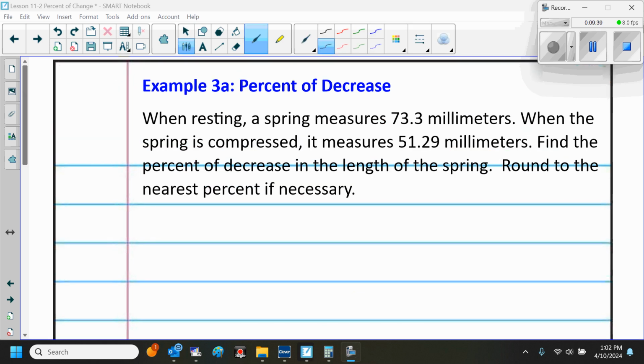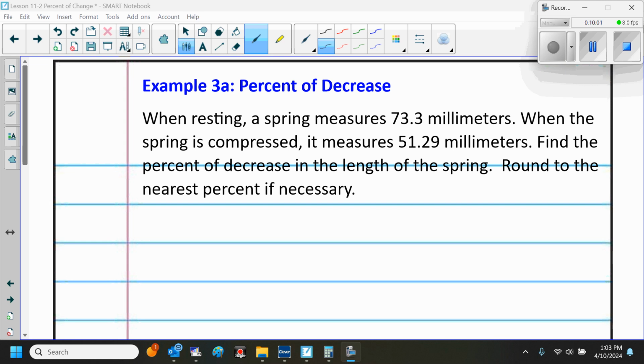All right, so this one is a percent decrease. When resting, a spring measures 73 3/10 millimeters. When the spring is compressed, it measures 51 29/100 millimeters. Find the percent of decrease in the length of the spring. Round to the nearest percent if necessary.